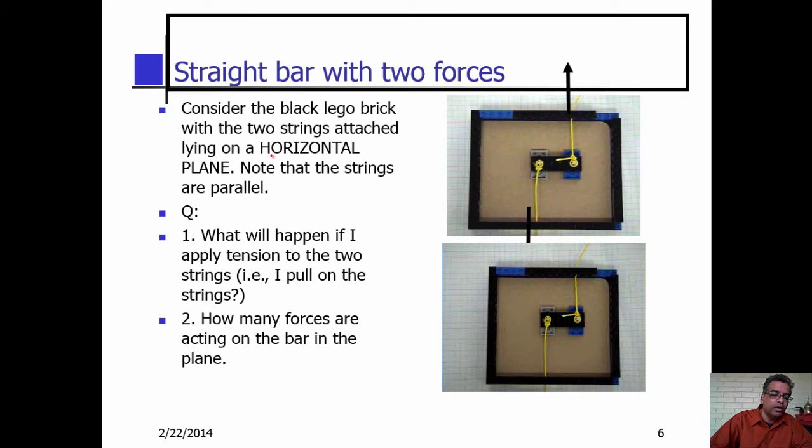Okay, so now look, we have the first example. I have some object and I have two strings here and I'm going to pull them by equal and opposite forces. Notice that the forces are parallel. So what do you think will happen if I pull along the black arrow? So suppose I pull like this and I pull like this. What do you think will happen? Do you think it will go on spinning? Do you think it will stop? What do you think will happen?